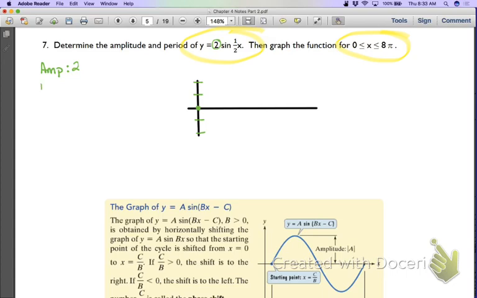So if b is equal to 1/2, what do I need to do with my period length? What am I going to divide 1/2 by? 2 pi. So I'm going to have 2 pi divided by 1/2. It's really similar to what it was before, but the period length is going to be 4 pi.